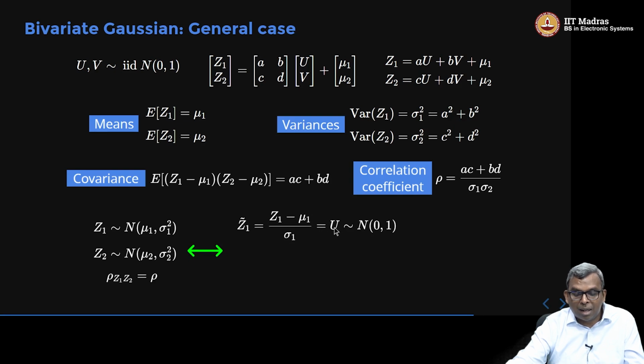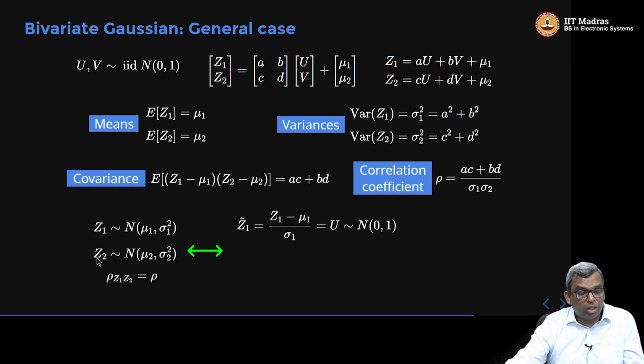What is this? I'm going to call this u. If you notice, (Z1 minus mu1) by sigma 1 is normal 0 1. So this I will call u. Don't worry about this u, this is the u that I'm calling here. This is Z1 tilde.